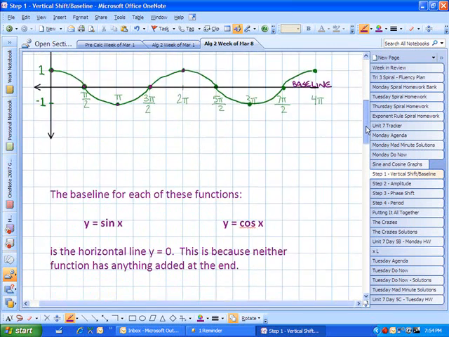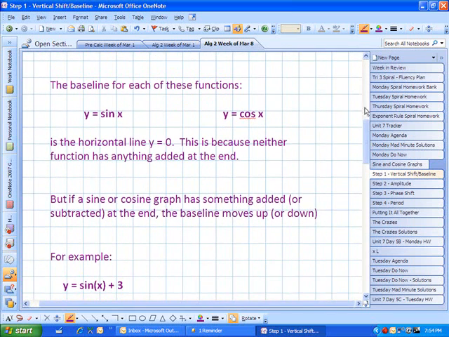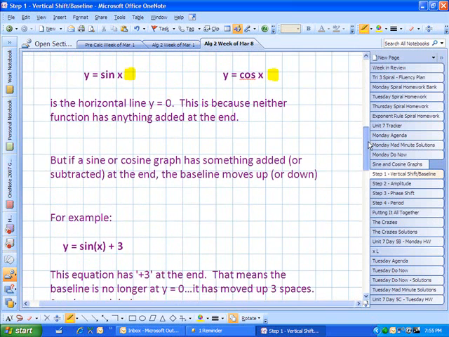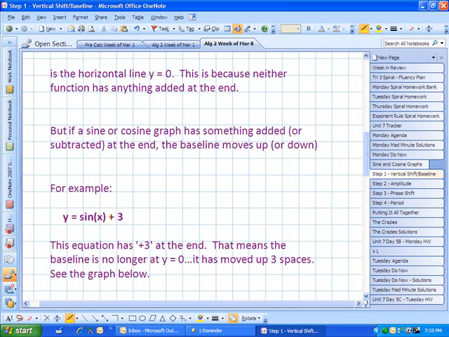So down here we see some instructions that say the baseline of each of these functions is 0 because there is no plus anything out here after the function is over. Had there been something such as plus 3, that tells us that our baseline is no longer the x-axis. Our baseline has moved up 3.